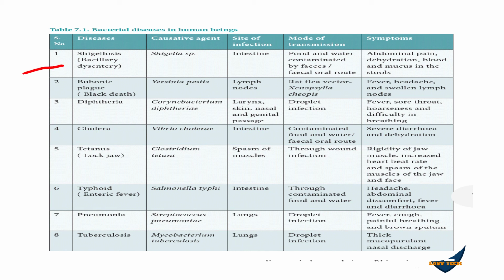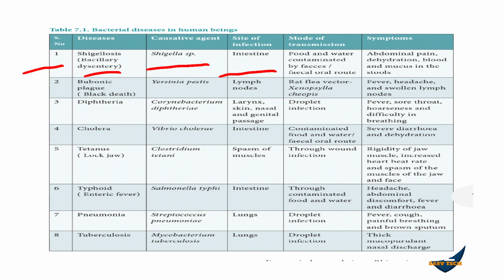Shigellosis, that is bacillary dysentery. The causative agent is Shigella species. Site of infection, where it gets infected: it is a bacillary dysentery. Dysentery means only the stomach gets affected, and that too the intestine part. Mode of transmission: food and water contaminated by feces, that is the fecal oral route.